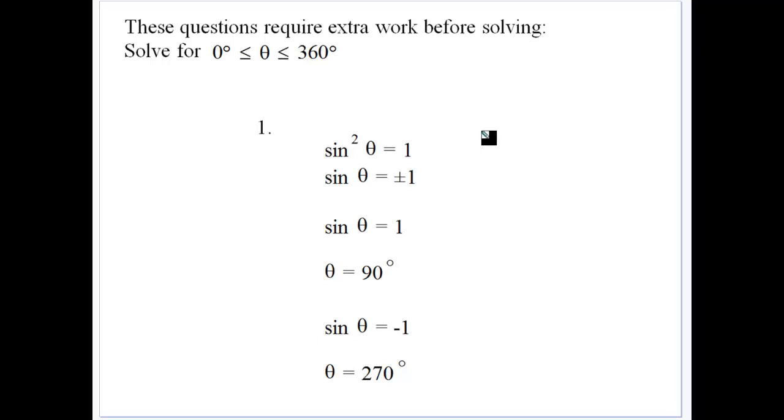Now, these problems we've got here require us to do a little bit of extra work before we actually get down to a situation where we can find our angles. So the first one here, we've got sine of theta all squared is equal to 1. Well, we've got to consider the idea that if we want to get theta by itself, we need to take the square root because we want sine theta.